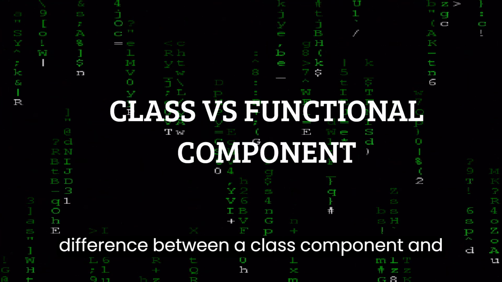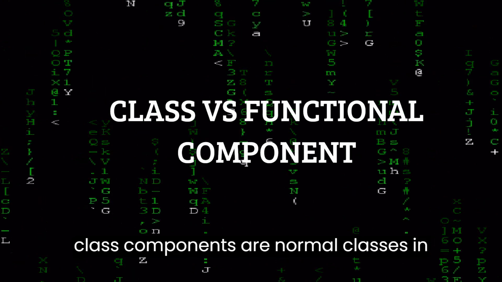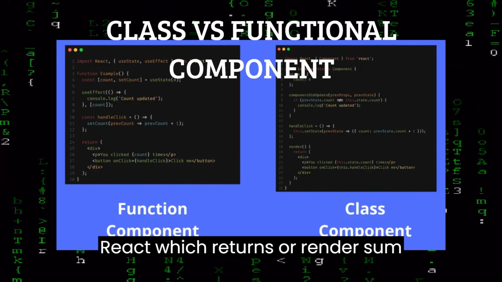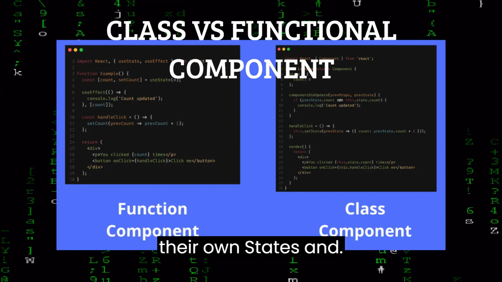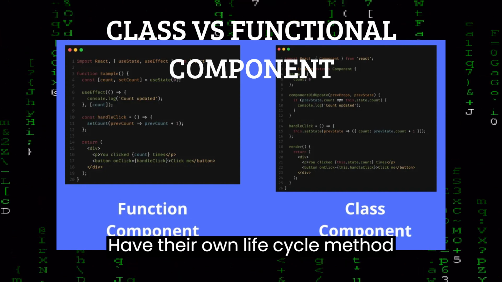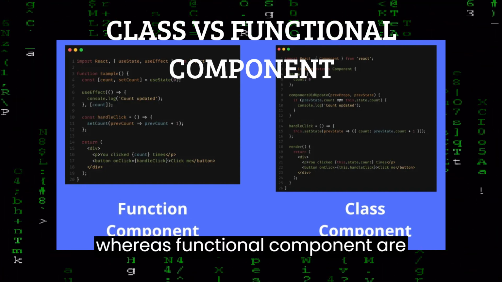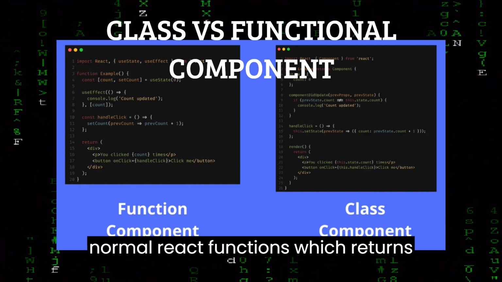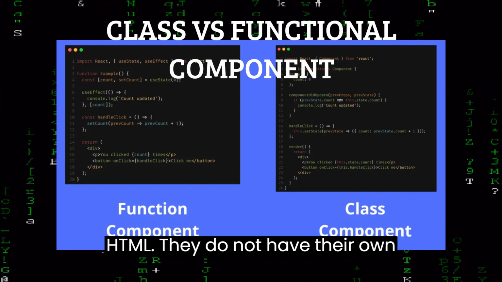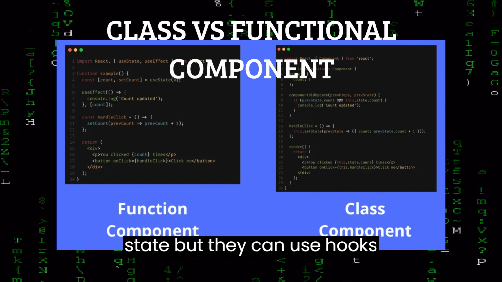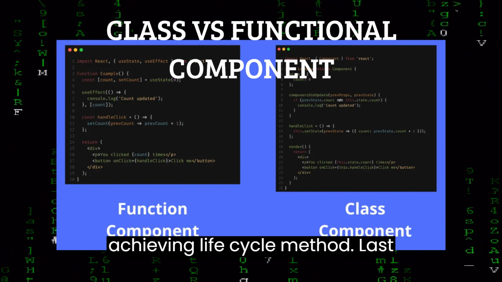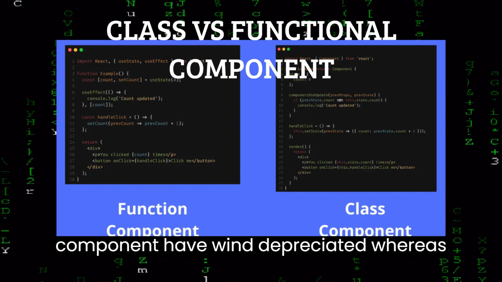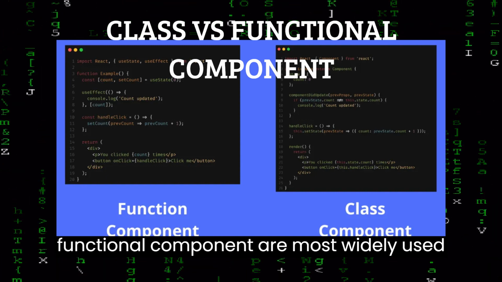So the next question is, what is the difference between a class component and a functional component? Class components are normal classes in React which return or render some HTML. Class components have their own states and their own lifecycle methods, whereas functional components are normal React functions which return HTML. They do not have their own state, but they can use hooks for state management as well as for achieving lifecycle methods. Class components have been deprecated, whereas functional components are most widely used in React.